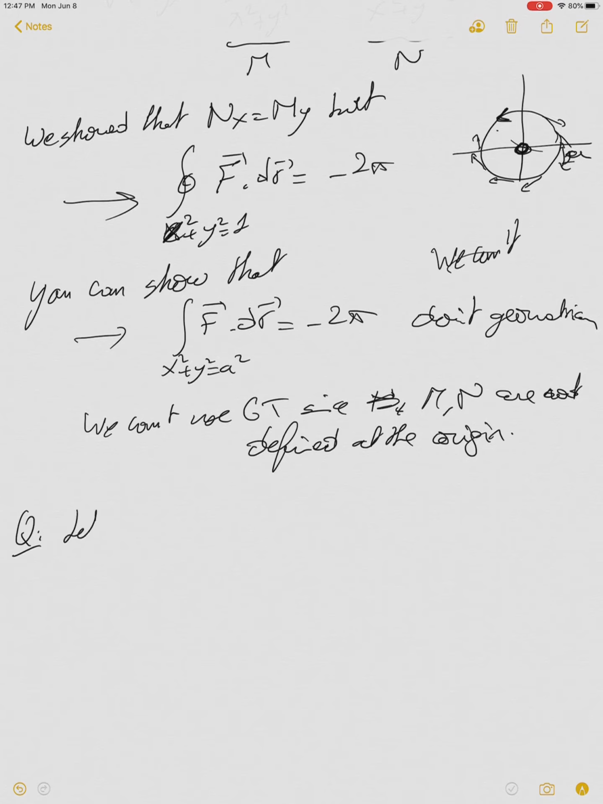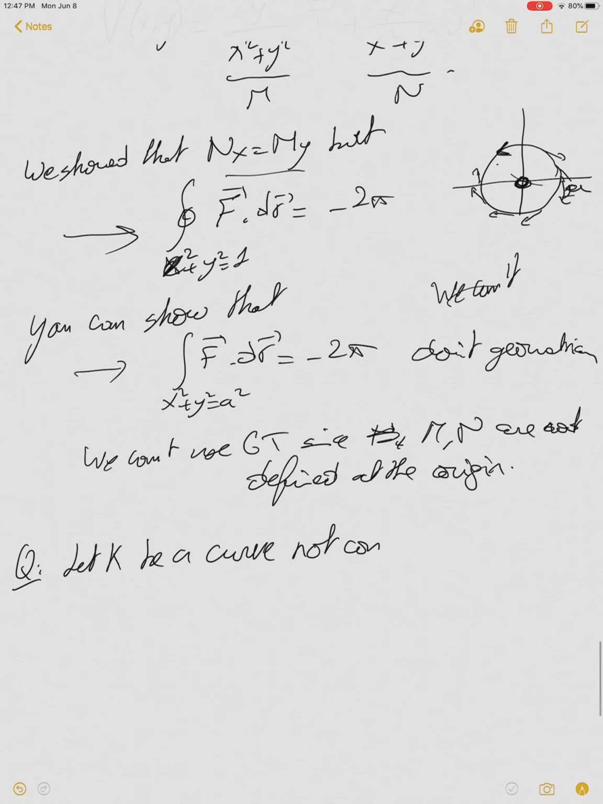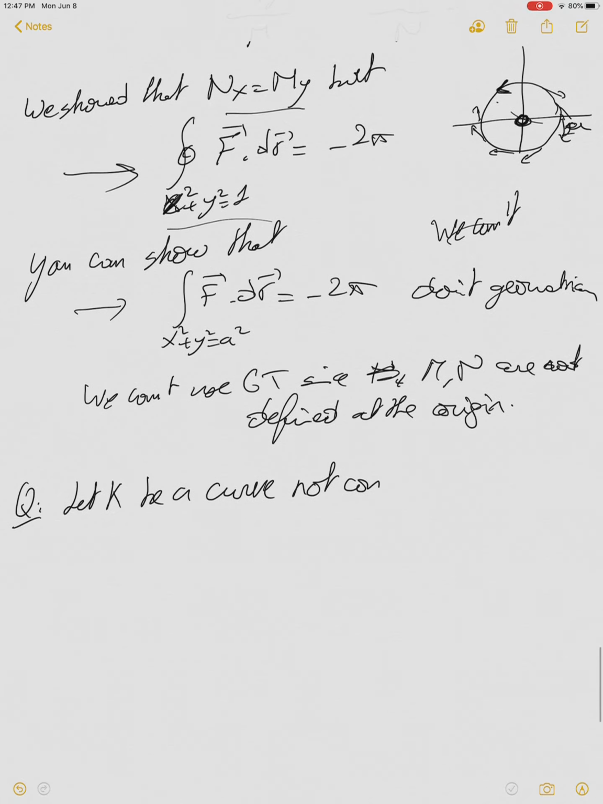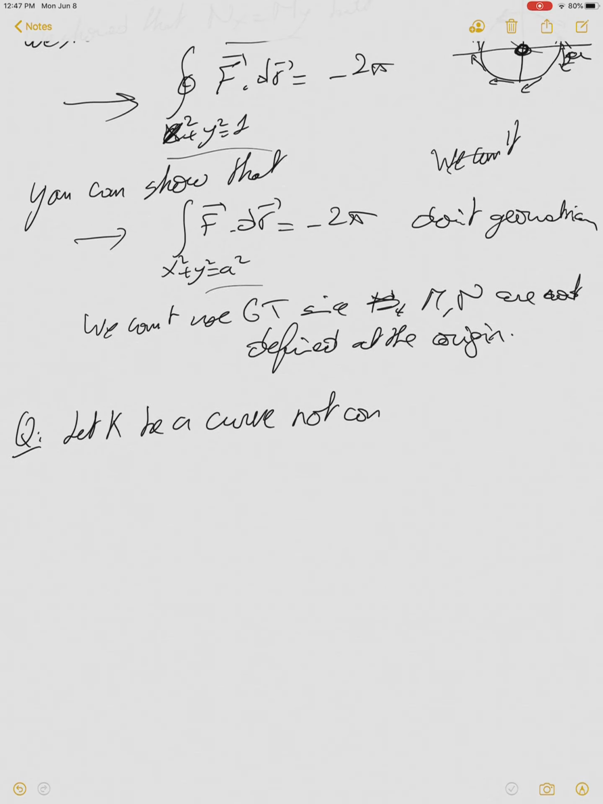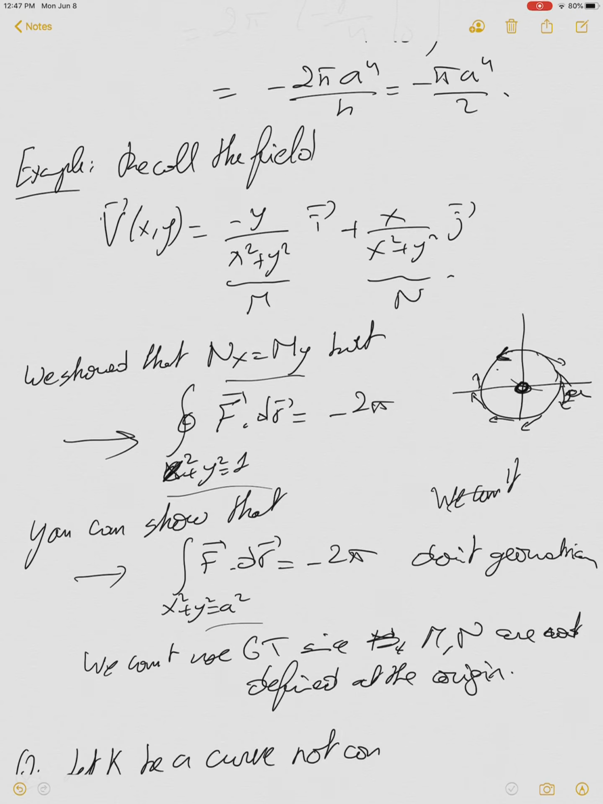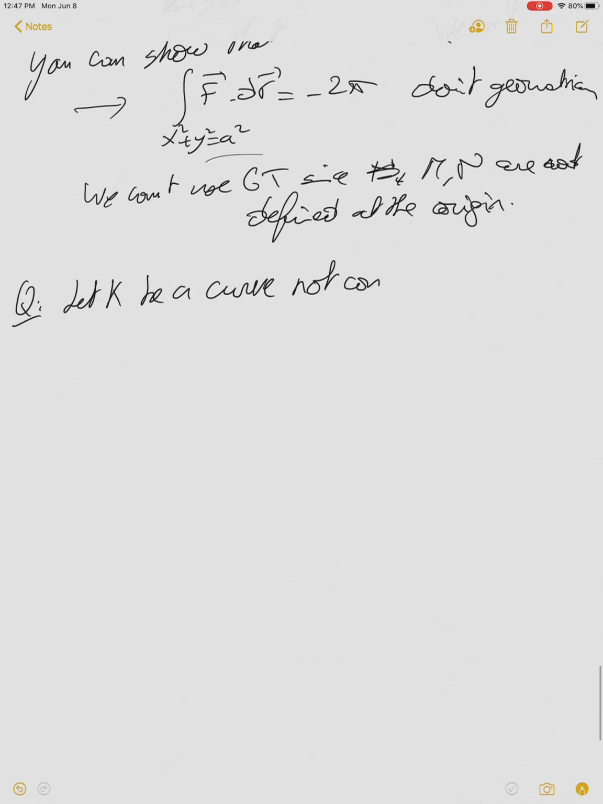So, question. Let K be a curve not containing the origin. Again, this is against simple connectedness. You see, you have a hole inside your domain, so you cannot use the component test, and even if the component test is satisfied, your field is not conservative. So even though my function is continuous on the boundary, you still cannot use Green's theorem, because Green's theorem would give you 0, since nx equals my everywhere except at the origin.